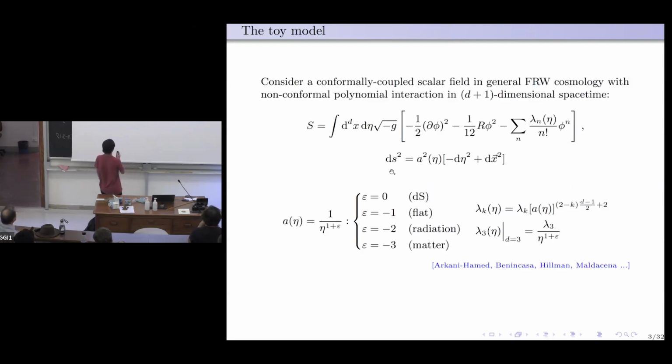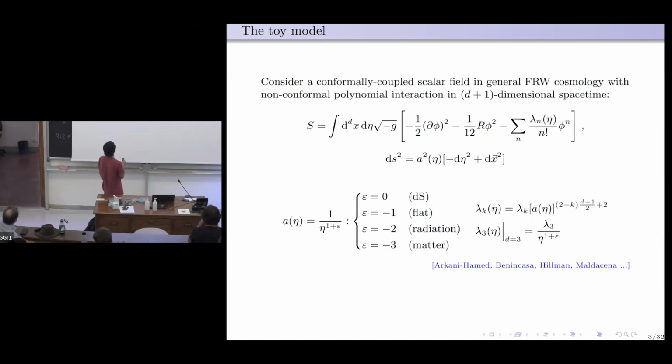The toy model I'm considering is a conformally coupled scalar field in general FRW cosmology with this factor a squared of eta, which expands in a power series of the conformal time, where epsilon takes different values in different expanding backgrounds, for example, de Sitter, flat, or radiation or matter dominated universe. Also the FRW scalar model with non-conformal polynomial interactions in this D plus one dimensional spacetime.